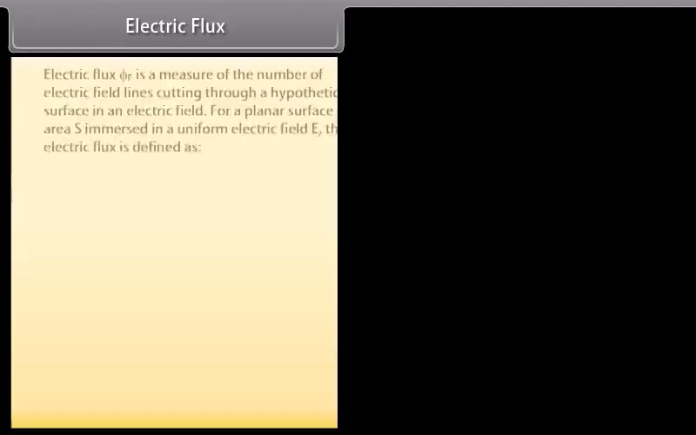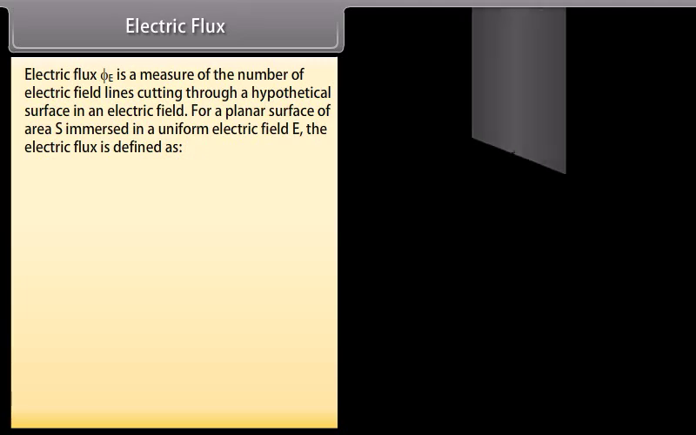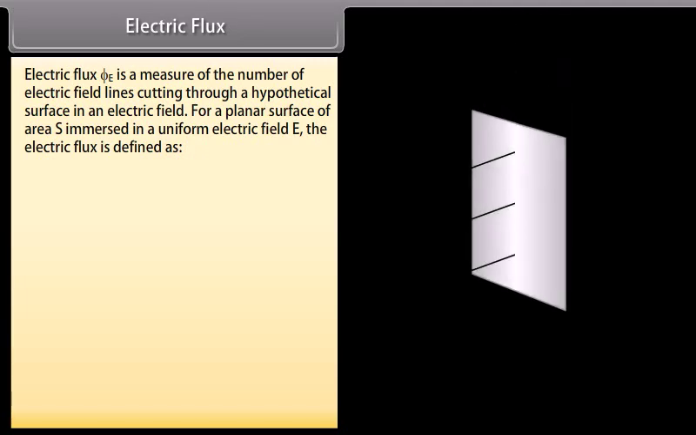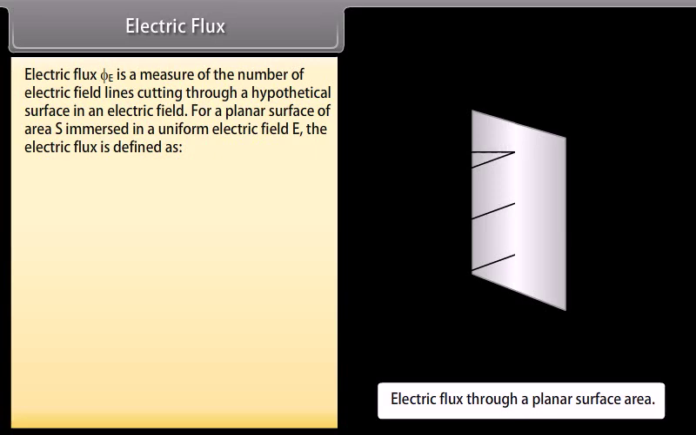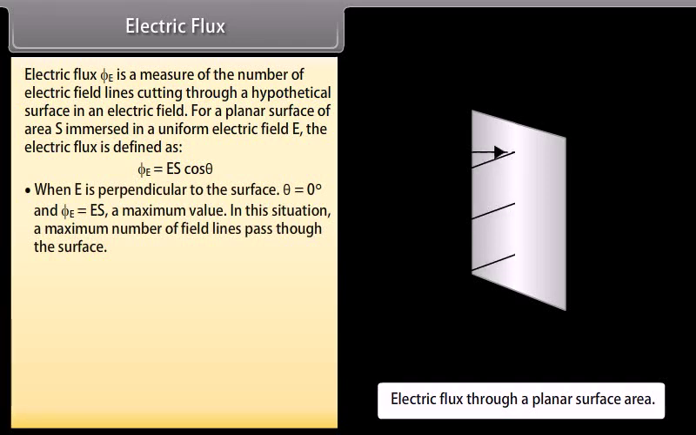Electric flux. Electric flux phi E is a measure of the number of electric field lines cutting through a hypothetical surface in an electric field. For a planar surface of area S immersed in a uniform electric field E, the electric flux is defined as phi E is equal to ES cos theta. When E is perpendicular to the surface, theta is equal to 0 degree and phi E is equal to ES, a maximum value. In this situation, a maximum number of field lines pass through the surface.